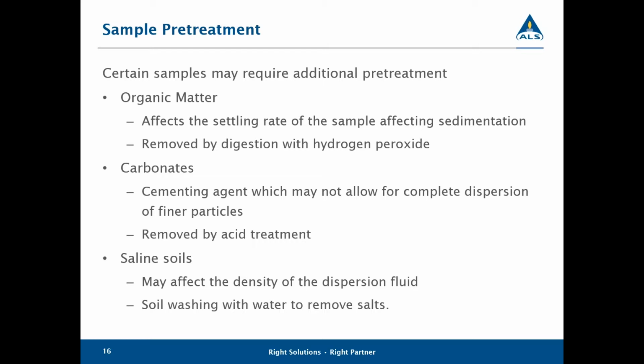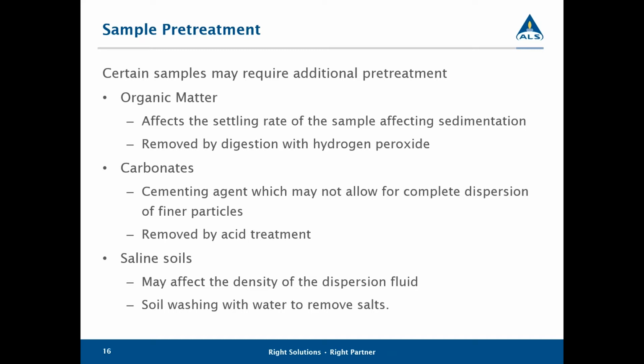So the first thing that we do is look to remove organic matter, and we do that through a digestion of hydrogen peroxide. For carbonates, if there's a high carbonate concentration in the samples, usually the soil looks white from the carbonate, we'll use an acid pretreatment to remove those carbonates. And for salinity, if the samples are forming any type of concentration gradient when we go and add in our dispersion fluid, we can use washing to remove any of those salts. So we fill up this column with water, put the soil in, let the soil settle out, and then we remove the water and just do a couple washes.